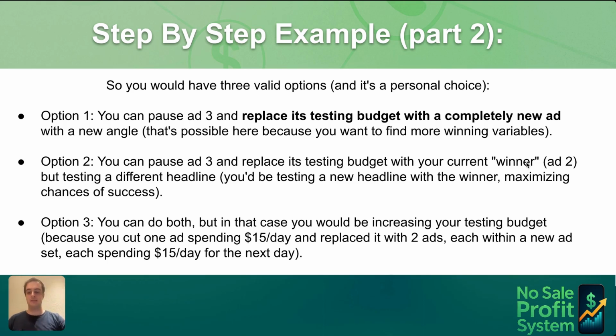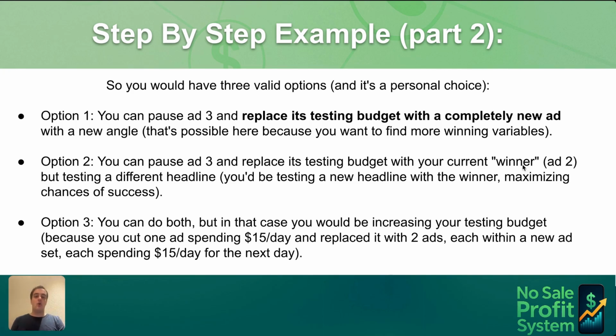You're increasing your testing budget because in this case you had one that was spending $15 a day and you replace it with two ad sets, right? Each spending $15 a day for the next day. One that is a completely new one because you need to keep finding completely new ones, and another one that has just a variation of your current winner, even though it's not profitable, but it's your winner right now.